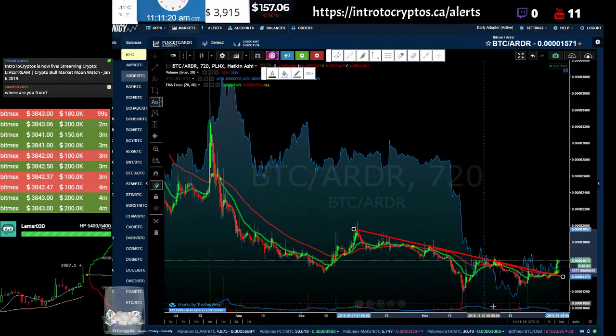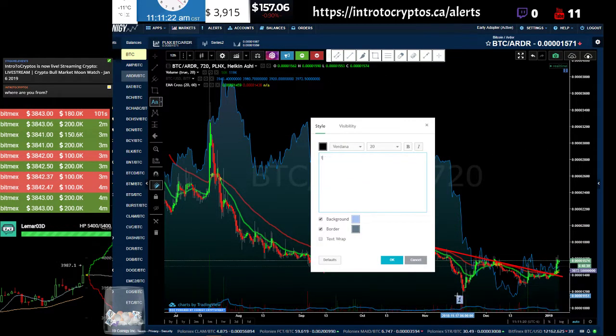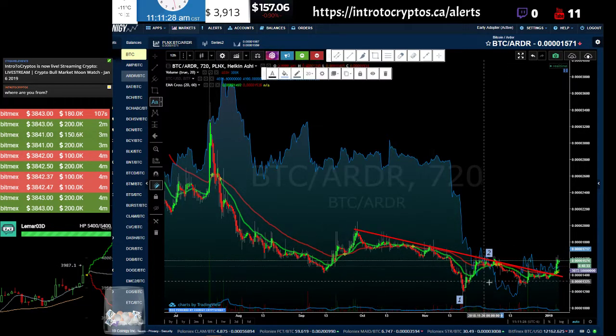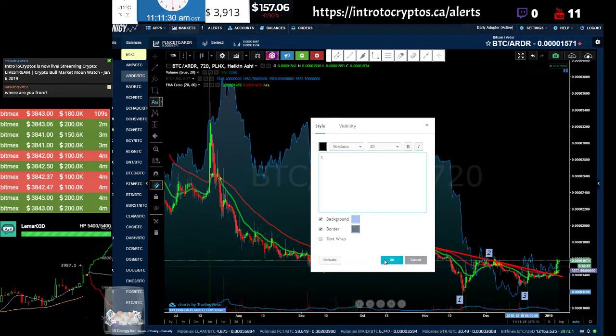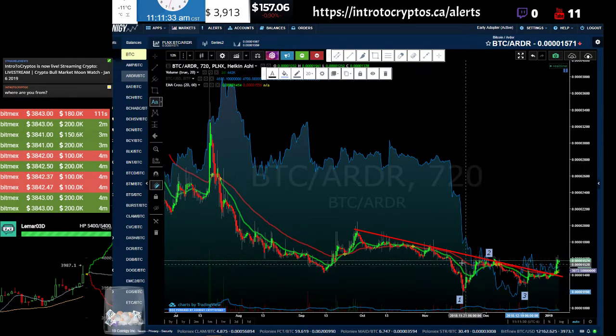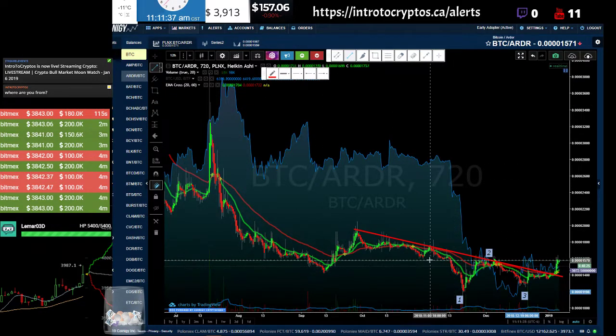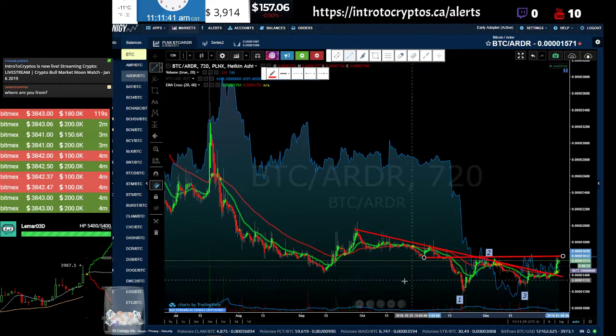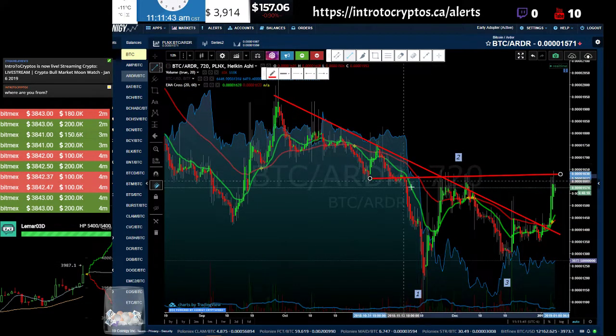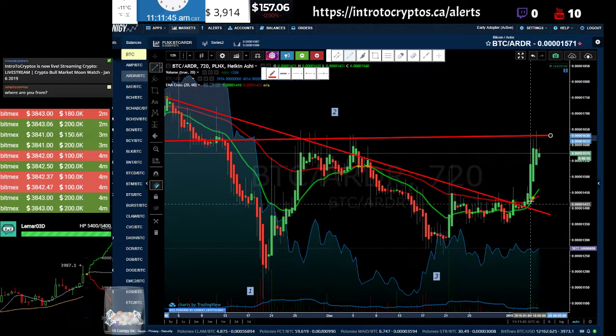It's looking for a 1, 2, 3 bottom formation. So here we have a 1. This is our 2. And here is our 3 point. The next criteria is a break above the number 2 point at the same time that we have our 60-20 moving averages crossed over. So we have all 3 of those criteria here just coming into play right now with ARDR.